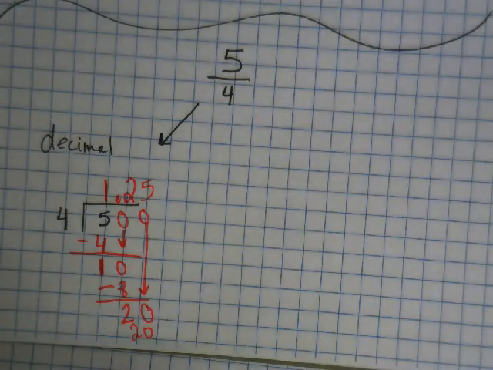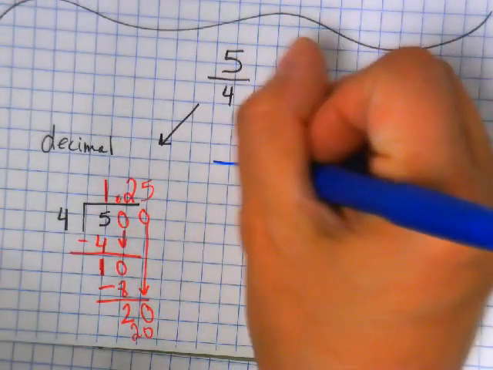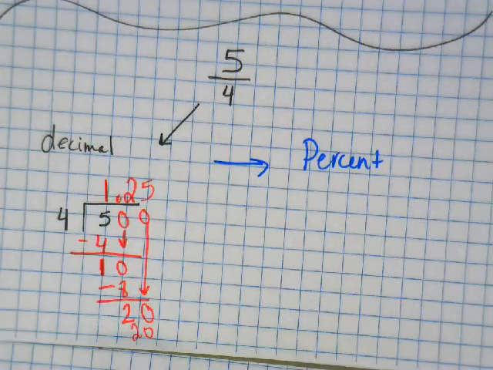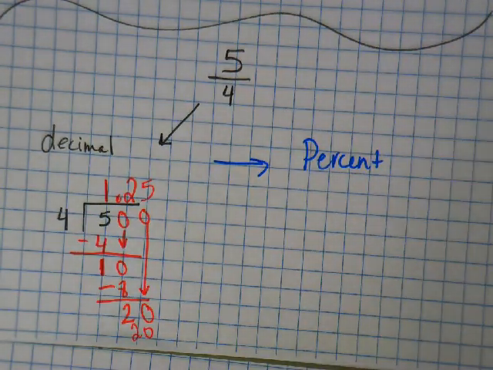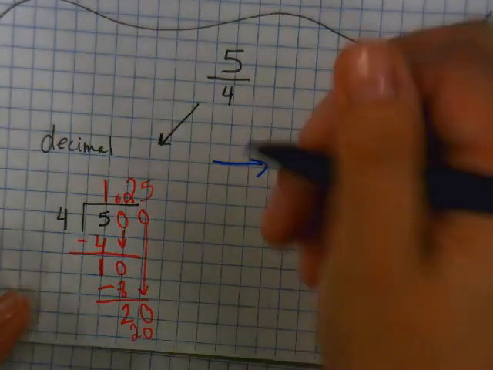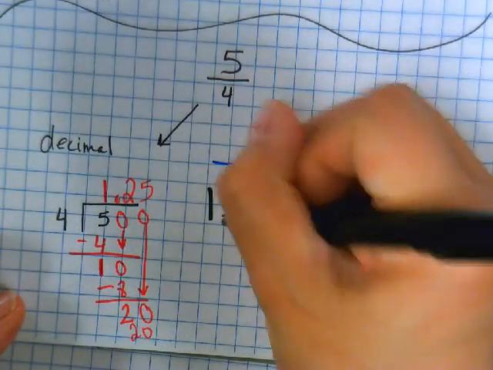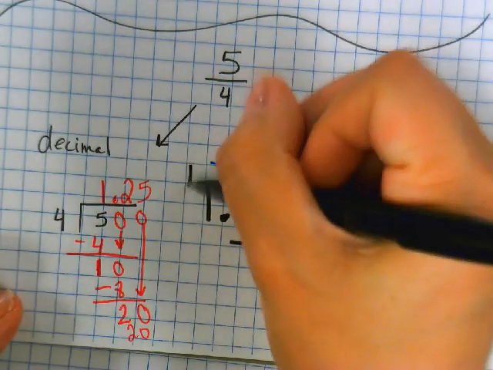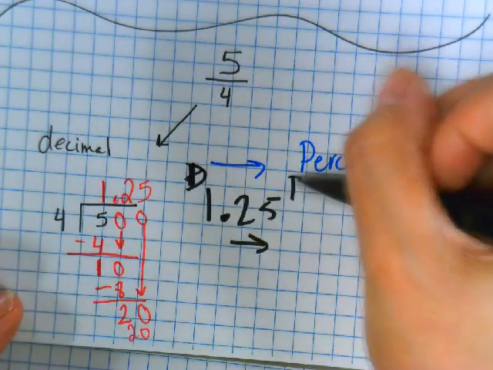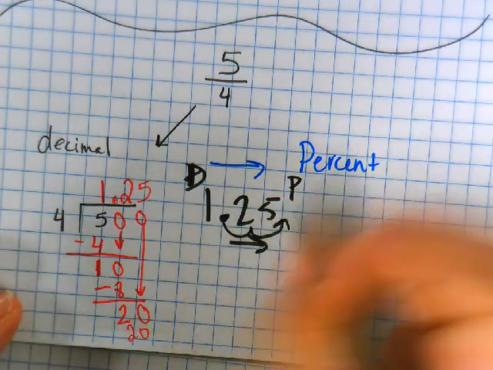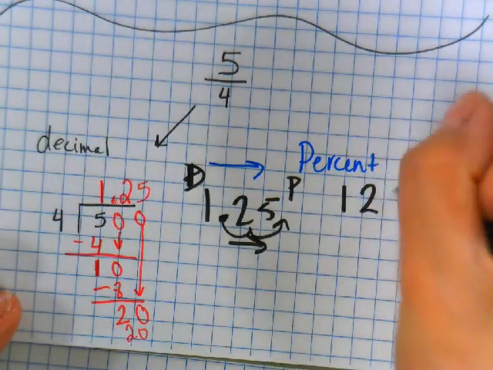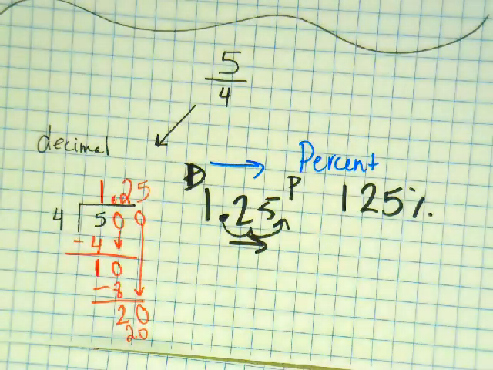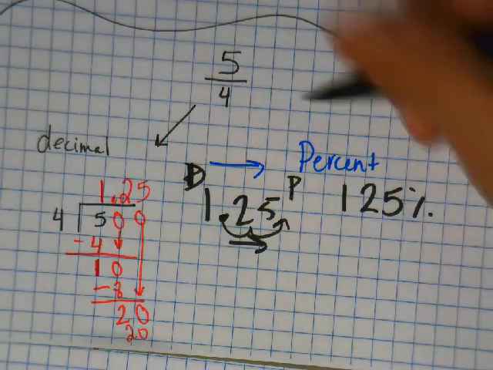Fantastic. What would our percent be? 125? Yep. How many times do you move it? 2. So 1.25, you still move it to the right because D turns into P. 1, 2. So it would be 125%. Move it 2 times.